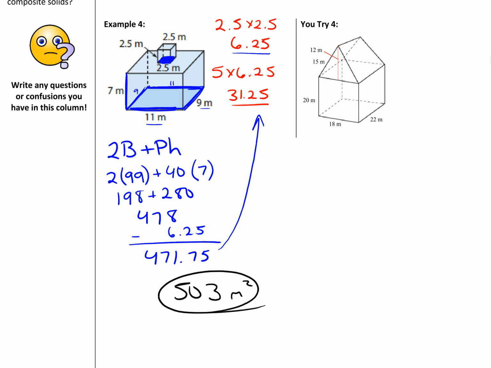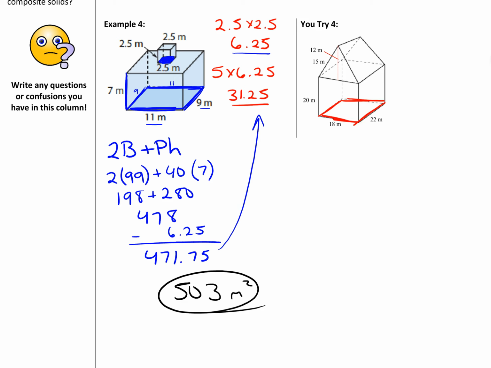Let's do Try 4 together. Let's start by looking at the rectangular prism first. Keep in mind, normally we can see 6 sides, but we can't see this right here because it's in between those two shapes. So we're just going to ignore that. We're going to find the area of 5 faces of our rectangular prism.